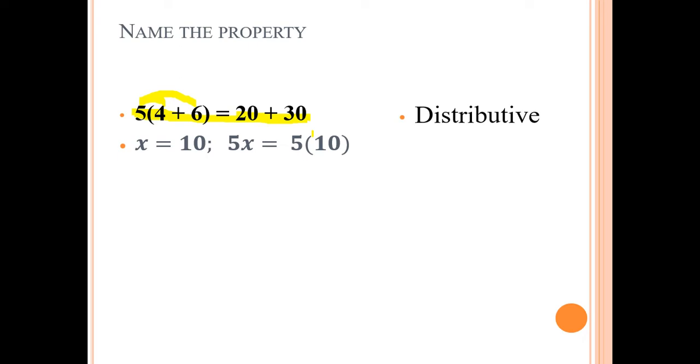The next one is x equals 10, and then it also tells us that 5x equals 5 times 10. Well, this is the one we just went over. We know that x equals 10, and we're given this expression 5x, so we can replace or substitute this x with 10. We know this because of the substitution property.